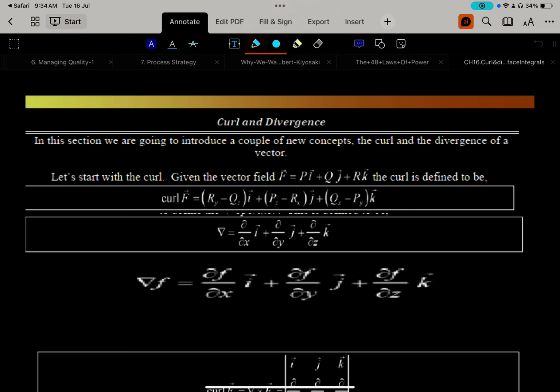Today we're going to cover the curl and divergence. In this section we are going to introduce a couple of new concepts, which are the curl and the divergence of a vector field. And so let's start with the curl.